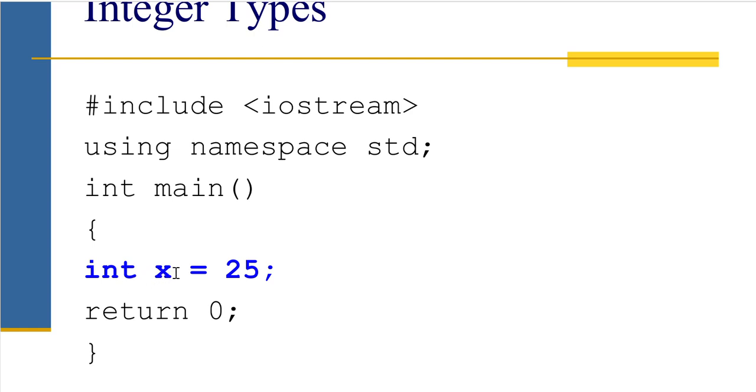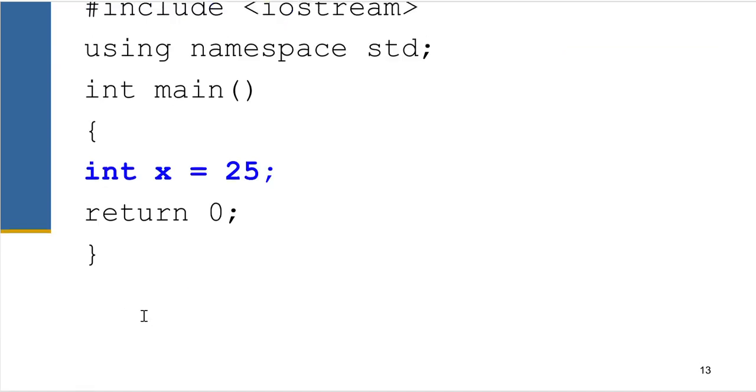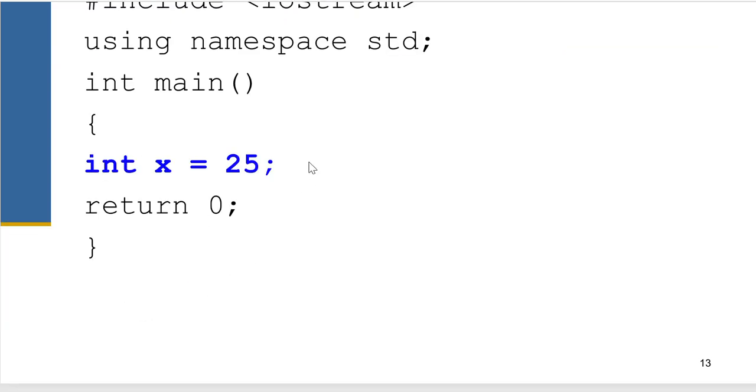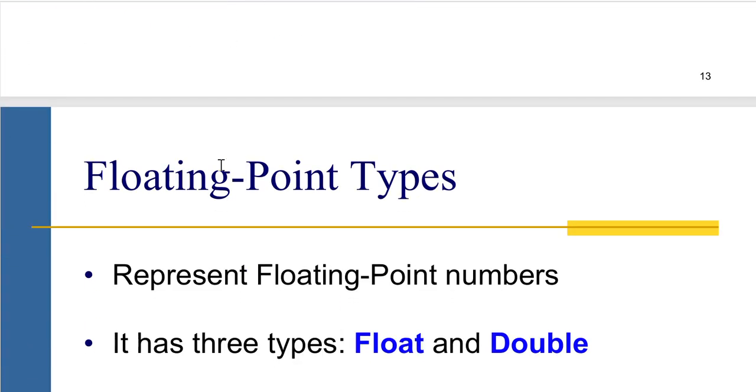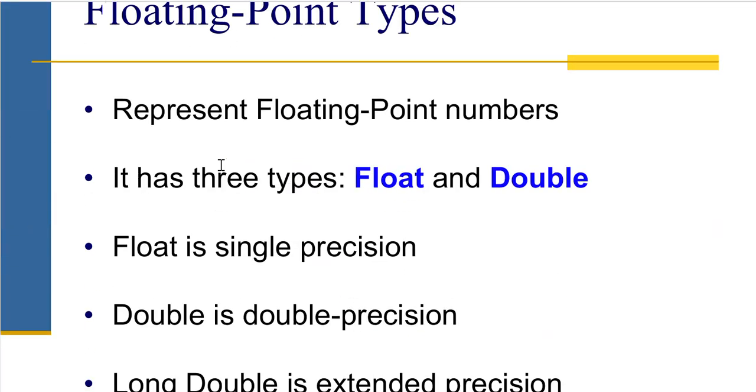So if we want to write code for the integer data type, we declare it like this. We initialize like this. So here we can see the integer data type as int. This is how we represent it in our code. We use our identifier, which is x, we assign it 25, then we terminate it. So this is how we represent our integer in code.